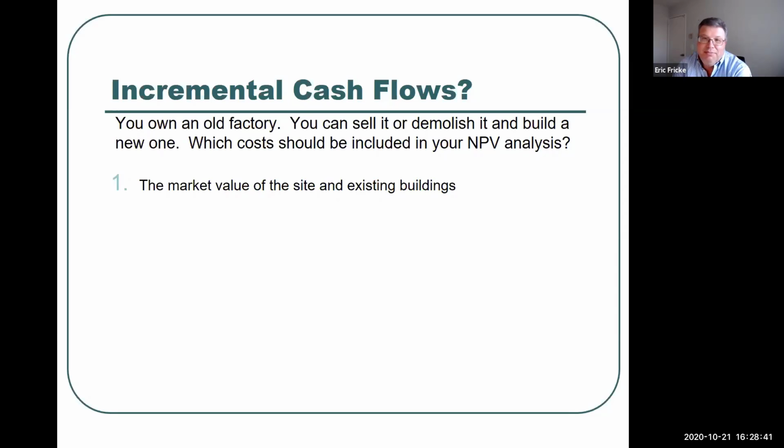And so let me just backtrack. Sorry. The project is that we own an old factory, okay? You can sell it or demolish it and build a new one. So you can sell the old factory real estate or you can build a brand new factory. Which cost should be included in your NPV analysis? So number 1, the market value of the site and existing buildings. Should we include that?